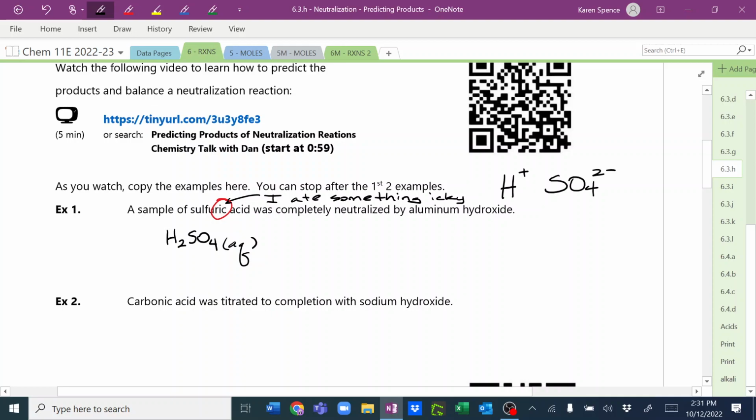And it was completely neutralized by some aluminum hydroxide. Al, what's the formula for aluminum hydroxide? Al(OH)3. And we're going to pretend that's aqueous even though it's not. We just want to make life easy on ourselves, all right?